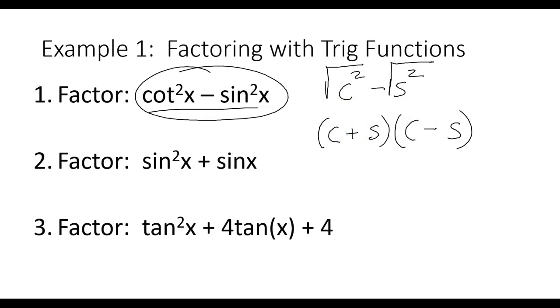And that's our answer. But before we circle that, I was about ready to circle that. We don't want to leave it as c and s. We want to put it back to what it really was. So c really stands for cotangent of x. And s really stands for sine of x. So let's go ahead and put that back before we call it quits there.